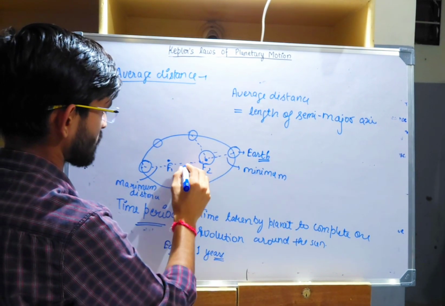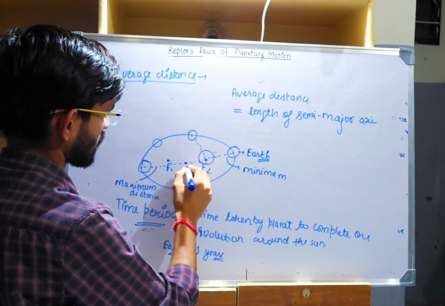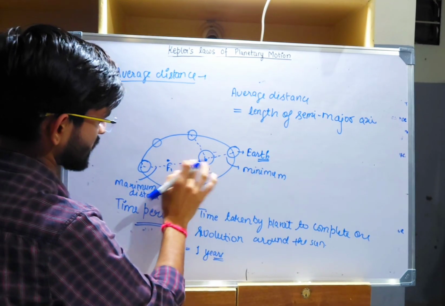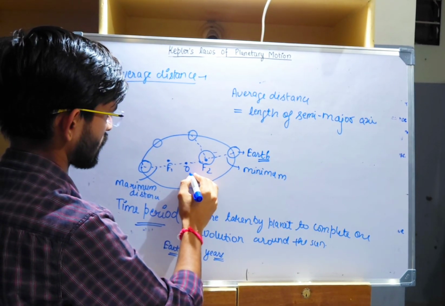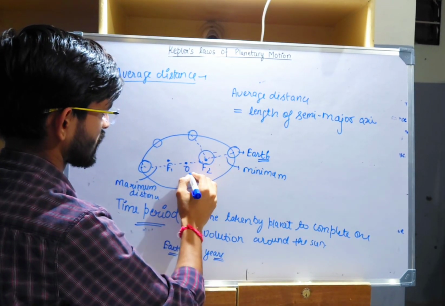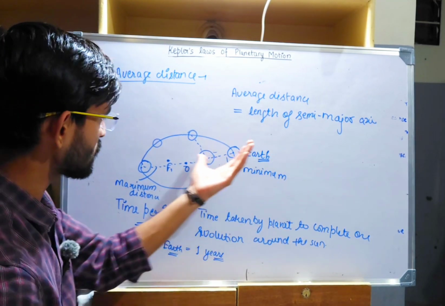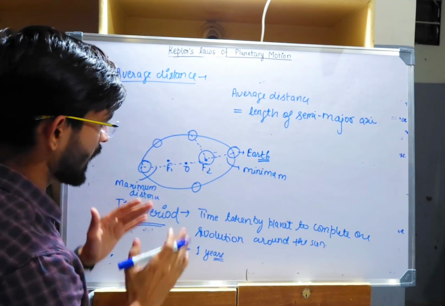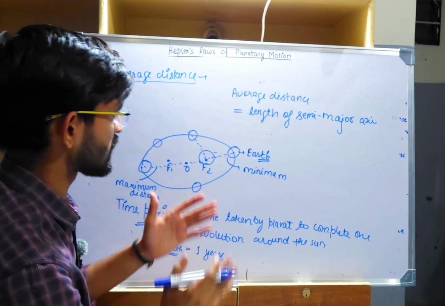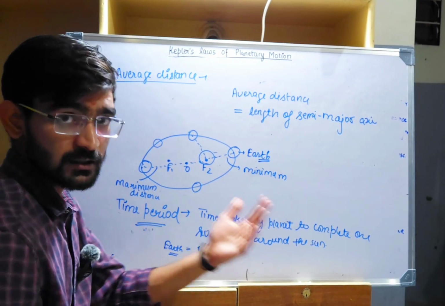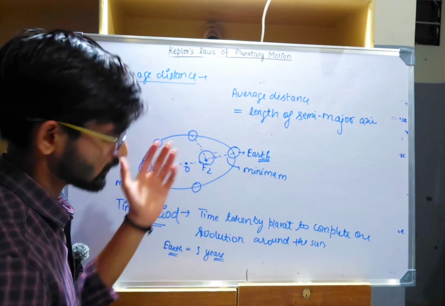This is f1, this is f2. In between f1 and f2 there will be the center of the ellipse, and if you find the distance from O to this point, this distance will be the average distance of the planet from the sun. And what is time period? Time period is the time taken by a planet to complete one revolution around the sun.